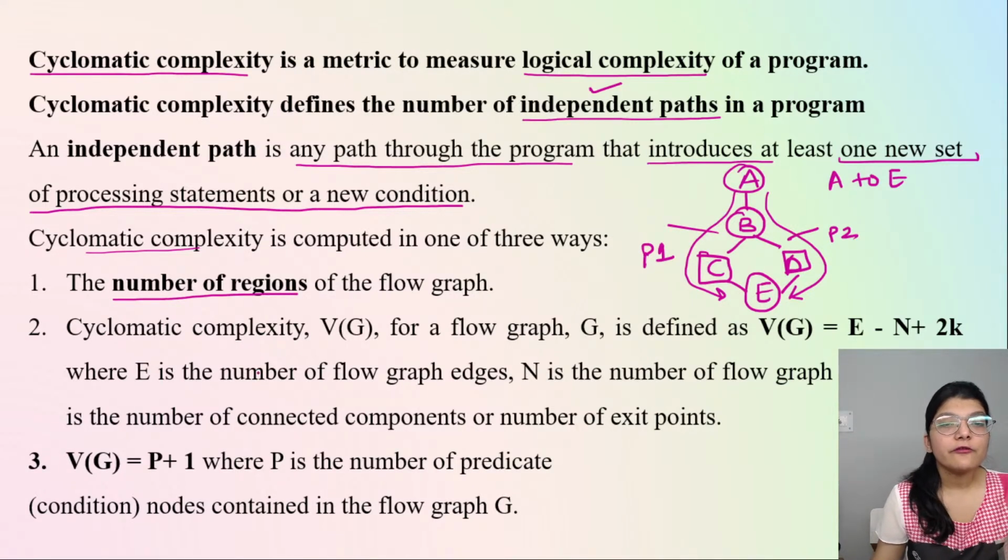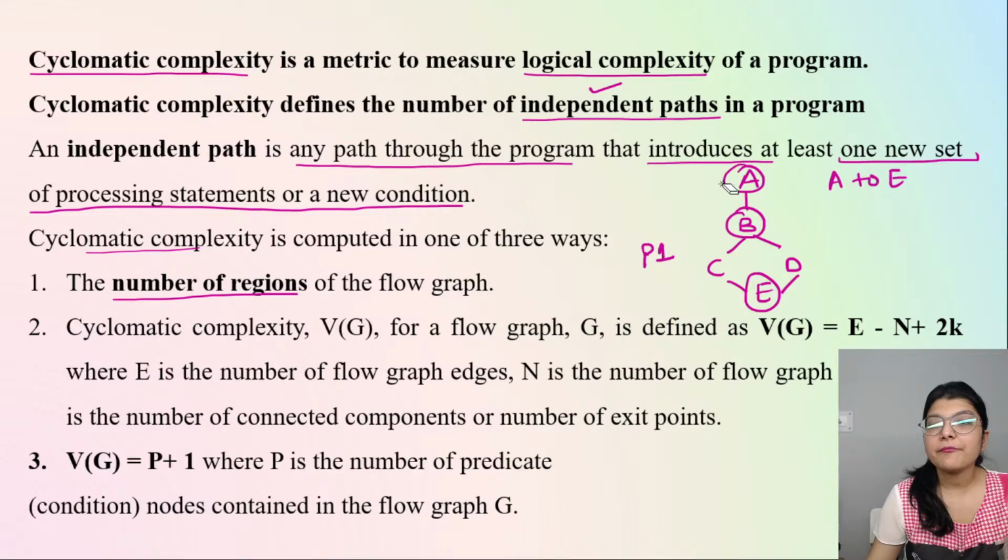Now what is the number of regions? If I talk about the same path, now if this is my cyclomatic complexity, what is the number of regions if I have to calculate? See, the first region will be this closed cycle. Okay, this will be the one.